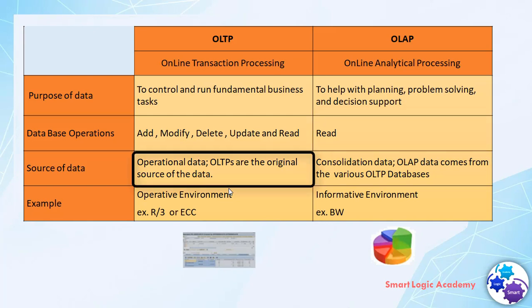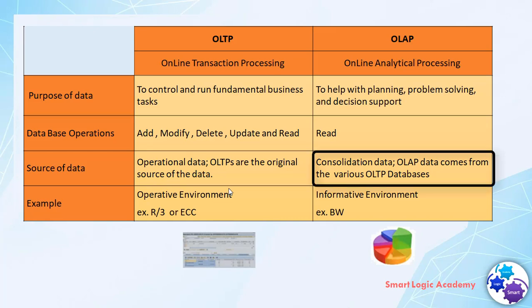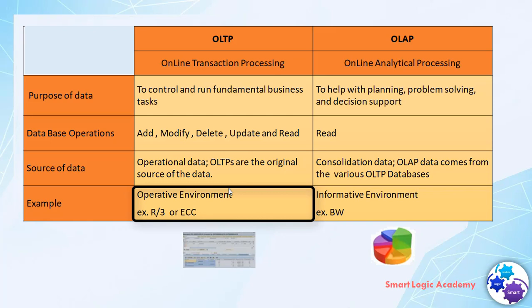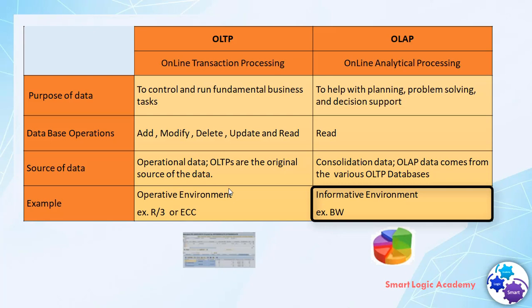For OLTP, we use operational data. OLTPs are the original source of data in this case. Whereas in OLAP, we use consolidation data. OLAP data comes from the various OLTP databases. So actually OLAP data is nothing but a copy of OLTP data. An example for OLTP is R3 or ECC systems, whereas the example for OLAP is BW, business warehouse.